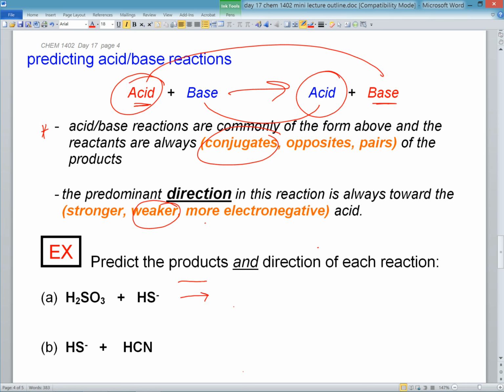Well, we don't know which one, but predict the products. Okay, now Jamie, if we're going to predict the products, it's going to look like what we have up here. So we have to recognize what's the acid and what's the base. Looking at this, what's going to be acting like the acid? H2SO3 is the acid.